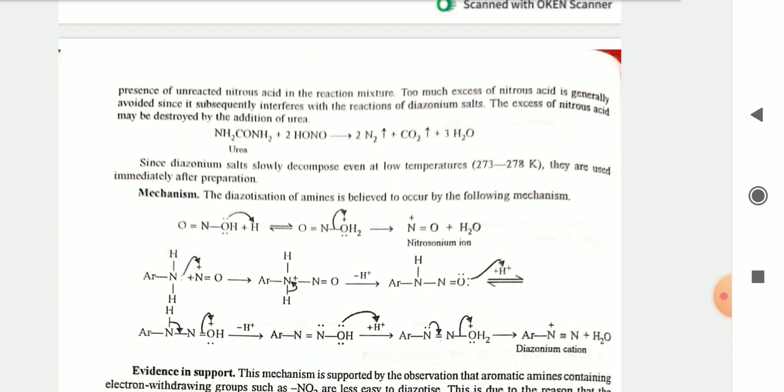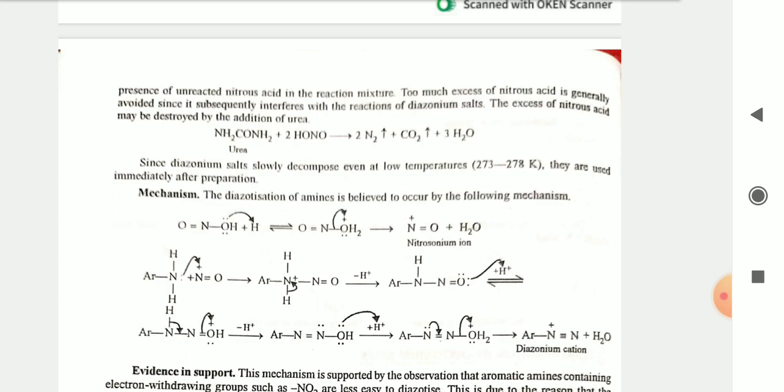Too much excess of nitrous acid is generally avoided since it subsequently interferes with the reaction of the diazonium salt. The excess of nitrous acid may be destroyed by addition of urea: NH2CONH2 + 2HONO gives 2N2 + CO2 + 3 moles of H2O. Since diazonium salts slowly decompose even at low temperature, about 273 to 278 Kelvin, they are used immediately after preparation.